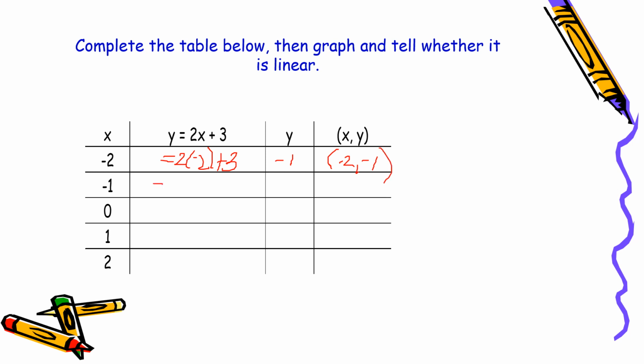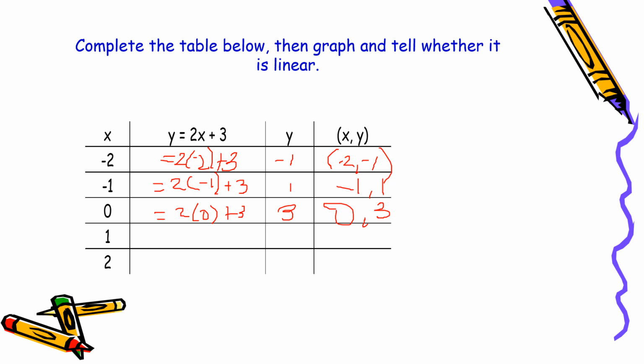The same way here, we have 2 times negative 1 plus 3. So 3 minus 2, that's 1. Therefore, we have negative 1 and 1 as the coordinates. Then if you are going to use 0, 2 times 0 plus 3. Of course, the answer is 3 because any number multiplied by 0 is 0. So 0 plus 3 is 3.